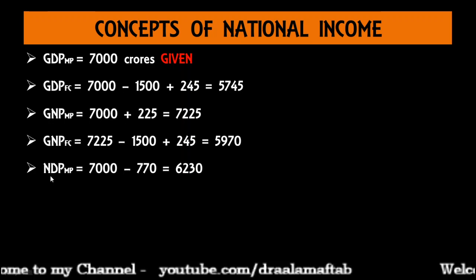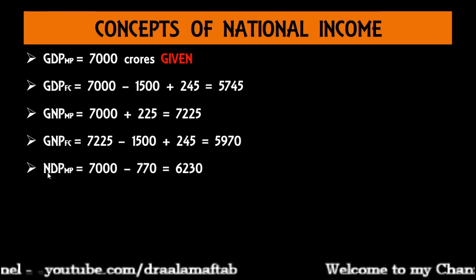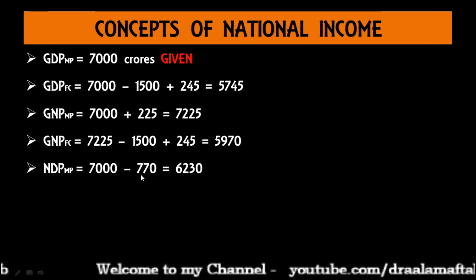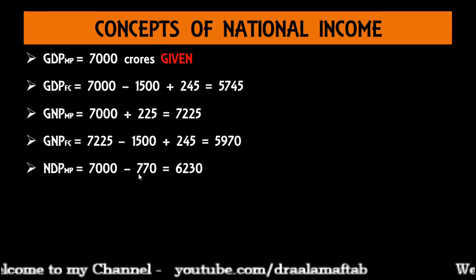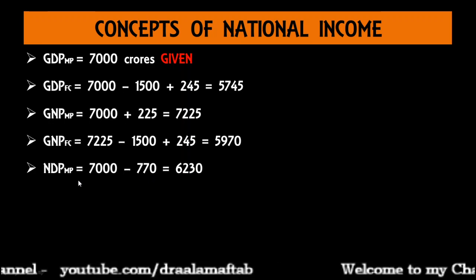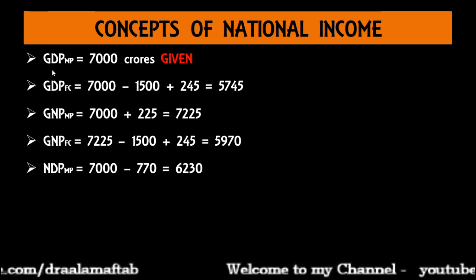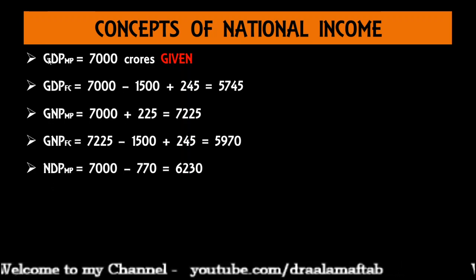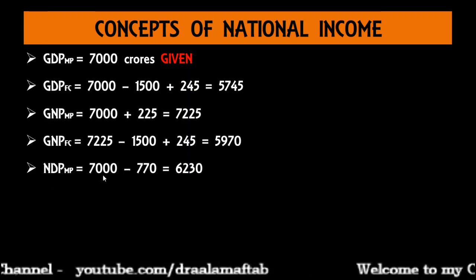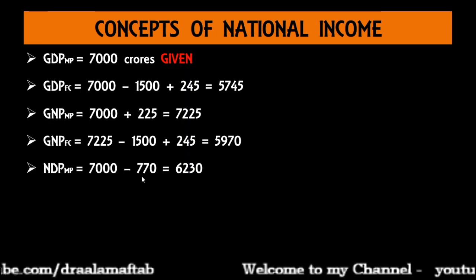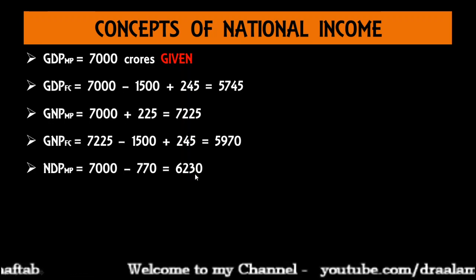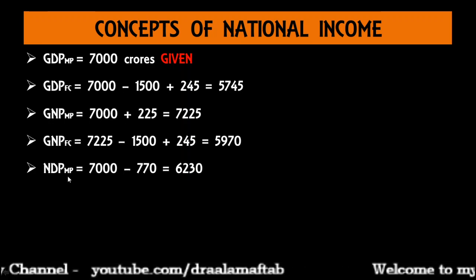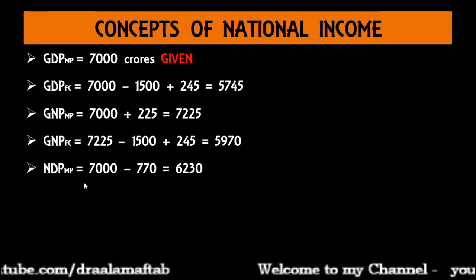Next variant is NDPMP, net domestic product at market price. I told you to get net value from gross value, you have to simply deduct depreciation. So depreciation given here is 770 crores. So what is the gross value? Gross value is GDPMP. This is NDPMP. So from gross to net, 7,000 minus depreciation, that is 6,230 crores as NDPMP, net domestic product at market price.